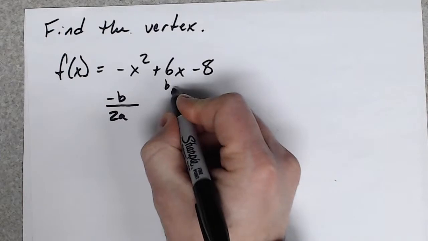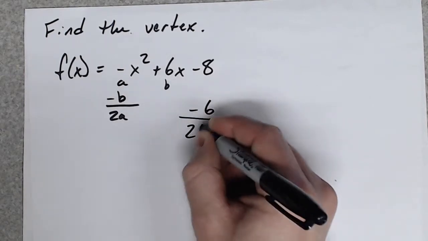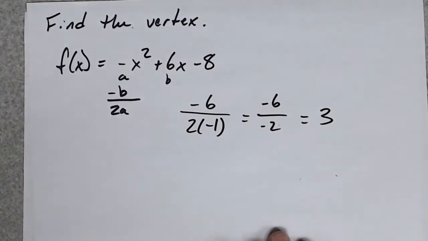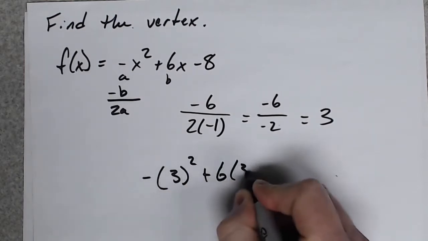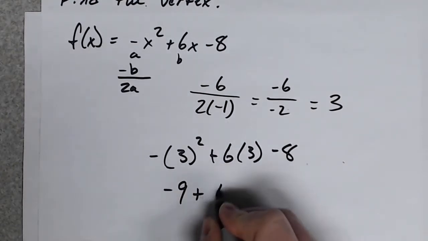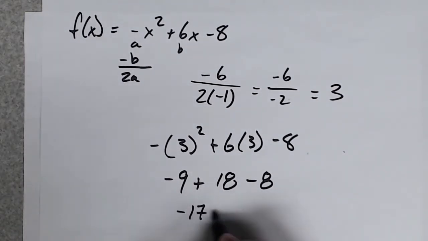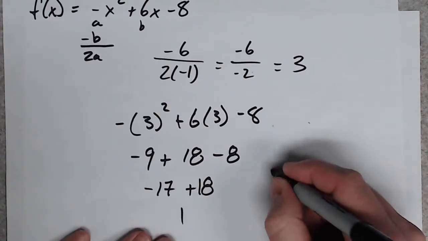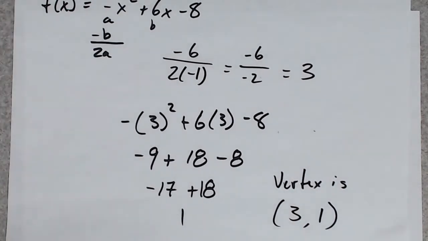So the b value is 6. My a value is negative 1. So negative 6 over 2 times negative 1. Negative 6 over negative 2 is a positive 3. Take that 3 and plug it back in. This is the way you plug this back in: you square the 3, and then you keep the negative on it. That would be negative 18, negative 17 plus 18 gets you 1. So my y value for the vertex is 1. So the vertex is 3, 1. That's the vertex of that parabola.